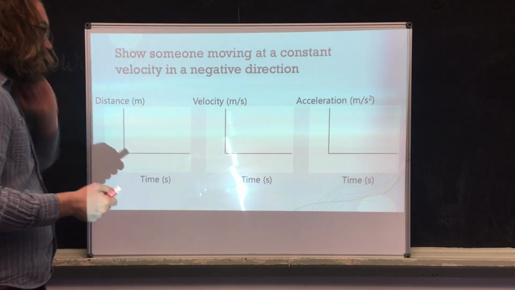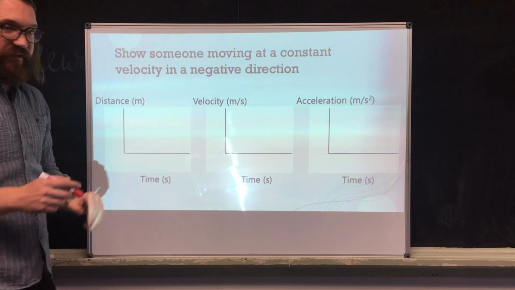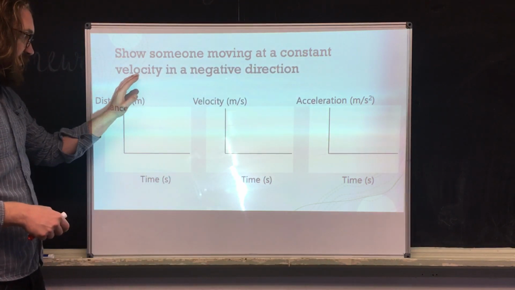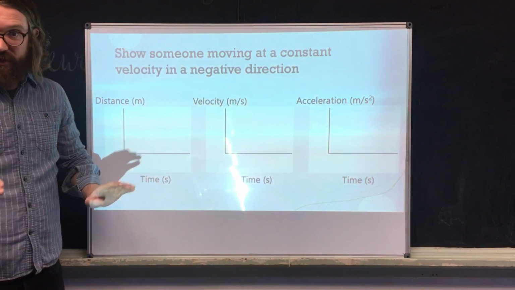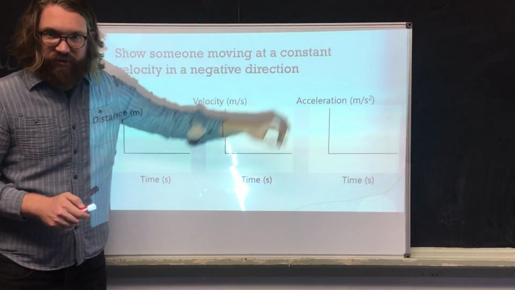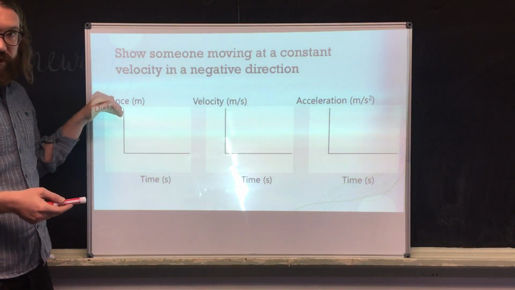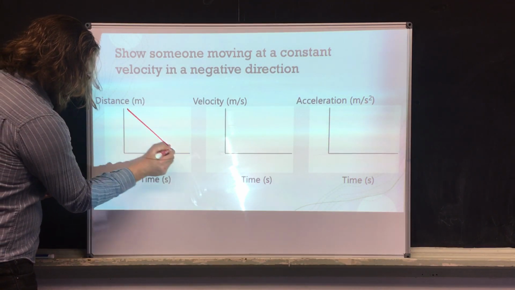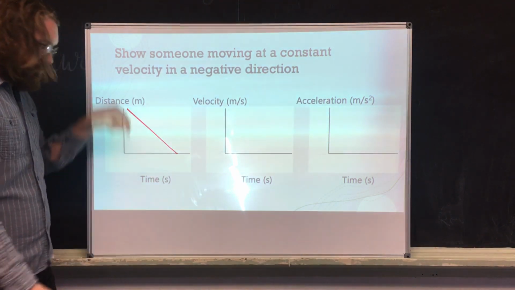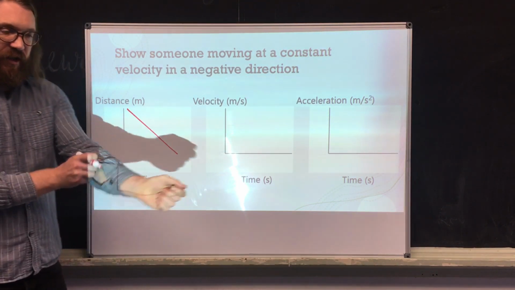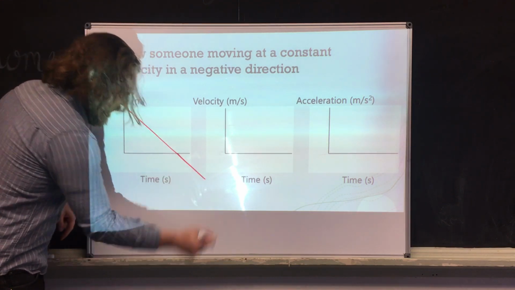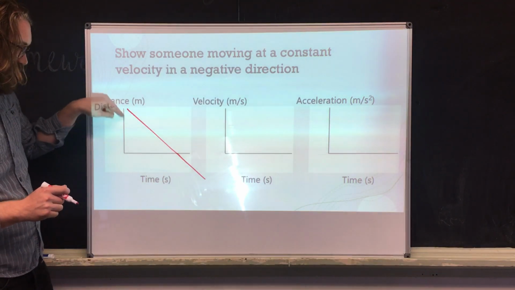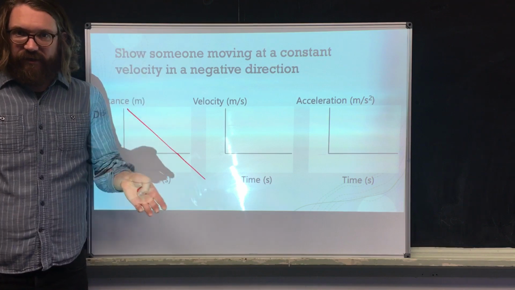Number 3. Okay, someone moving at a constant velocity in a negative direction. All right? Let's go through this again. I have a constant velocity, which means my distance graph is going to be a straight line, but I'm moving in a negative direction. So again, negative means you're moving down, right? So this is a constant velocity in the negative direction. Okay, the line's going down. It can keep going down, that's fine. It could go below 0, that is still constant velocity in a negative direction. Our distance is moving backwards, our velocity is negative.